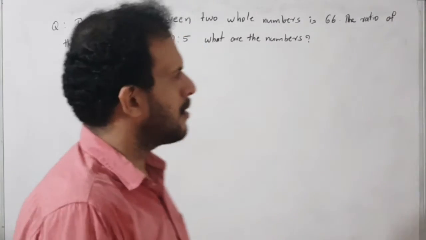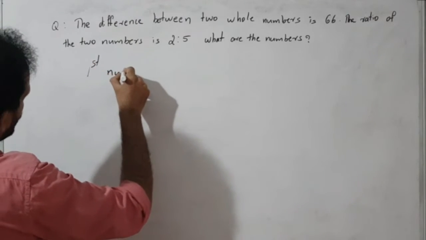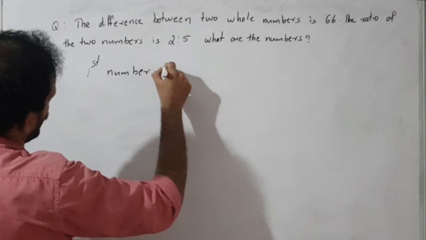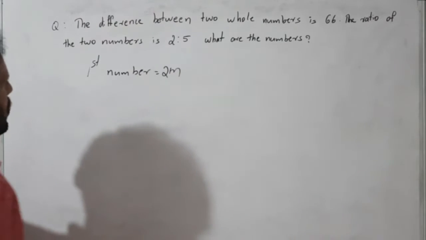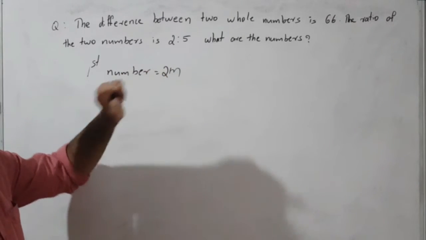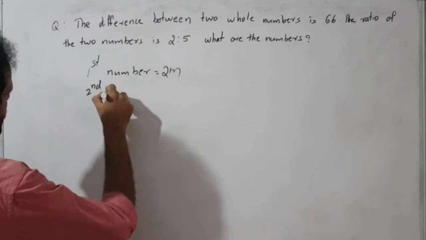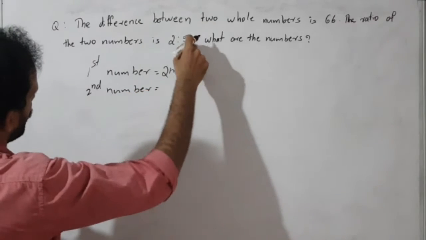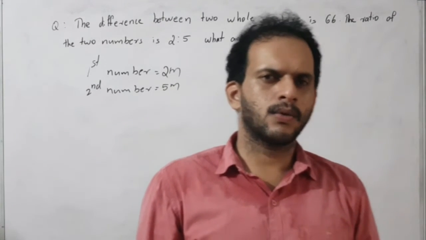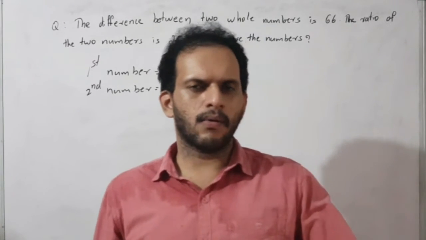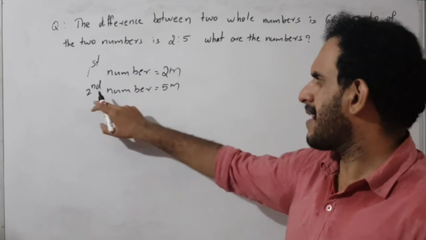So the idea is like this: we choose the first number. We have the two whole numbers. The first number is equal to 2 and one variable, 2m. The first number is equal to 2 into one variable, that is m, 2m. Okay, and the second number is equal to 5m. m is a common variable, a common factor. So the first number is equal to 2m, the second number is equal to 5m.